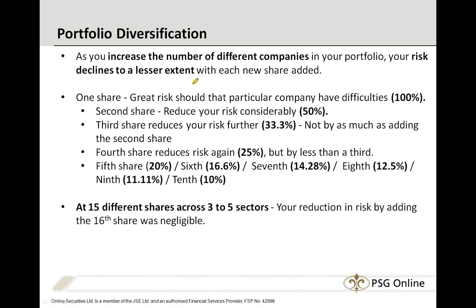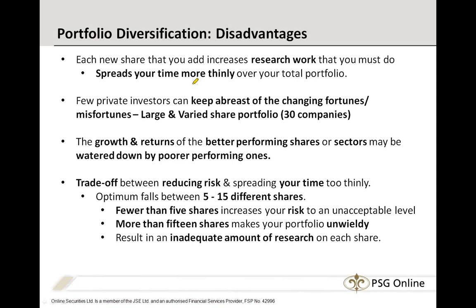It gets to the stage when you have 15 different companies across 3 to 5 different sectors. That's the ideal situation we want to have. I personally like to have 12 shares in my portfolio, but between 12 and 15, I'd say that is the maximum portfolio to have. When you add the 16th share onto your portfolio, the reduction in risk is very, very negligible. So a very important little exercise to do for yourself: look at your portfolio and see how many shares I've got in my portfolio and where am I mainly invested.